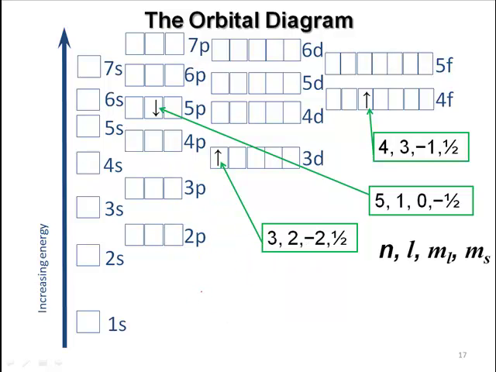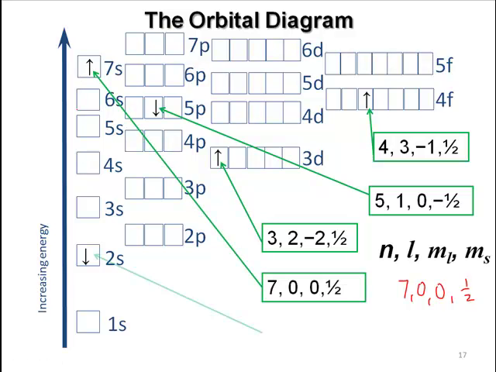All right, let's have some fun here. What if we did this one? 7, 0, 0, 1/2. Can you tell me where its electron would be? 7s up arrow. And if you did 2, 2, 0, 0, negative 1/2, it would be 2s down arrow. All right, now.